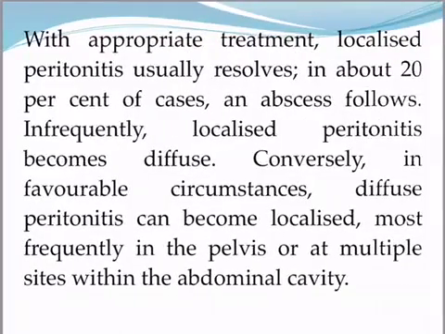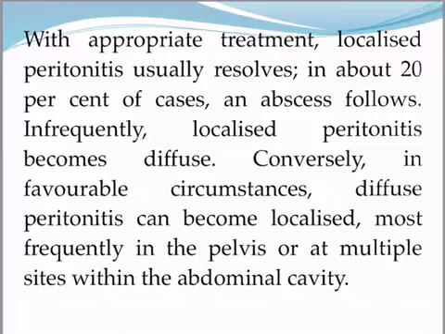If a patient develops peritonitis, with appropriate treatment localized peritonitis usually resolves. In about 20% of cases, an abscess will form. Infrequently, localized peritonitis becomes diffuse if the patient has deficient immunity or is in a smaller age group, which are factors that favor diffusion. Localized peritonitis can convert to a diffuse one.